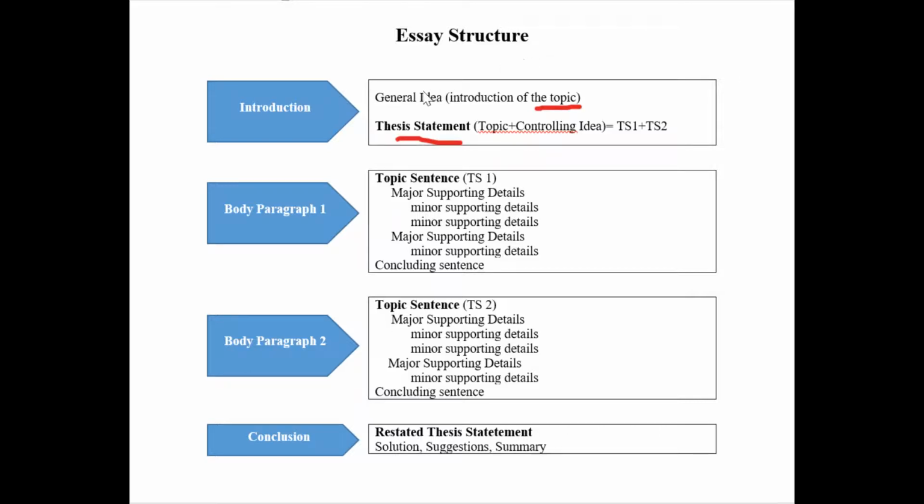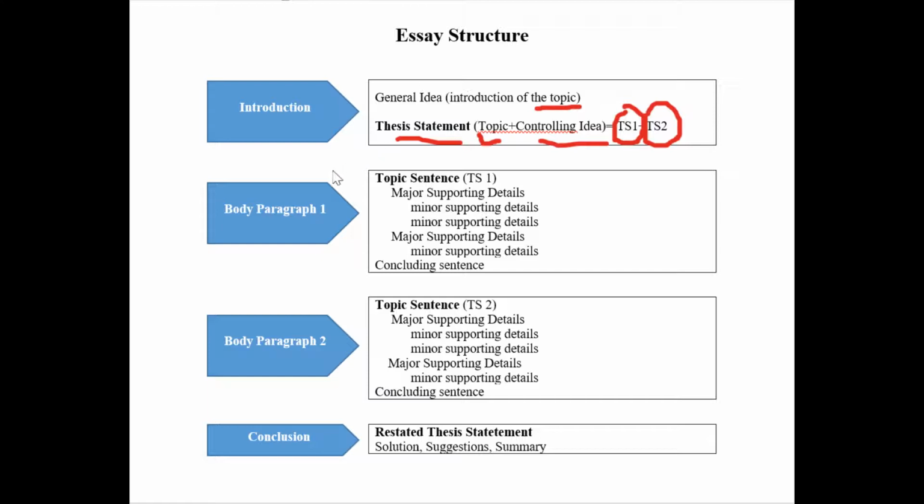The thesis statement must have 2 major parts. It has to have the topic, and it has to have the controlling idea. The controlling idea should have several ideas. And those ideas eventually will go to your topic sentence number 1, topic sentence number 2, and if you have a third idea, it will go to topic sentence number 3. So now you have 2 ideas, or 2 opinions about the topic you're writing about.